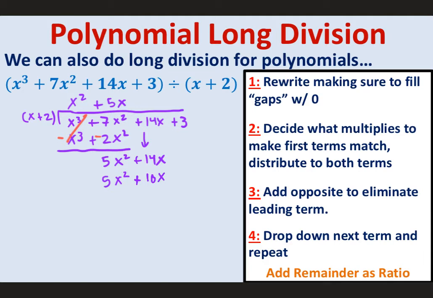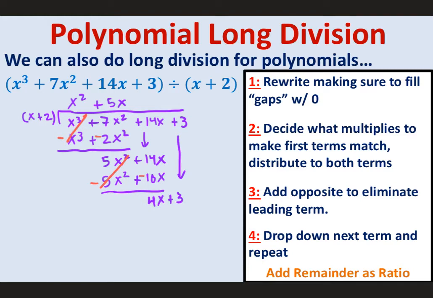This is a very repetitive process once you get used to it. I usually then draw the line, and I make the second line here opposite. So minus 5x squared minus 10x. The 5x squareds now cancel, and we subtract the other ones. 14x minus 10x becomes 4x. Drop the next term down, plus 3.